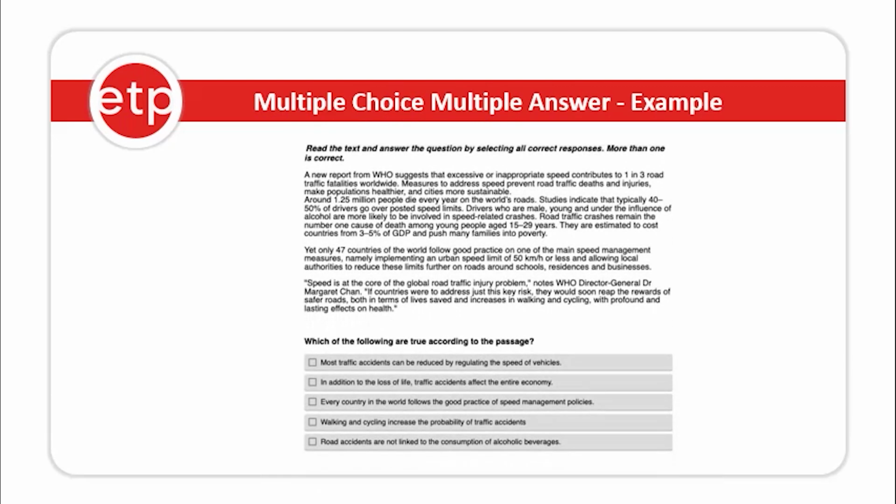Firstly, we are presented with an example of multiple choice with multiple answers. This example will give you an overview. You have to read the text and answer the questions by selecting all the correct responses. More than one option is correct, so you have to be very careful while attempting this task.